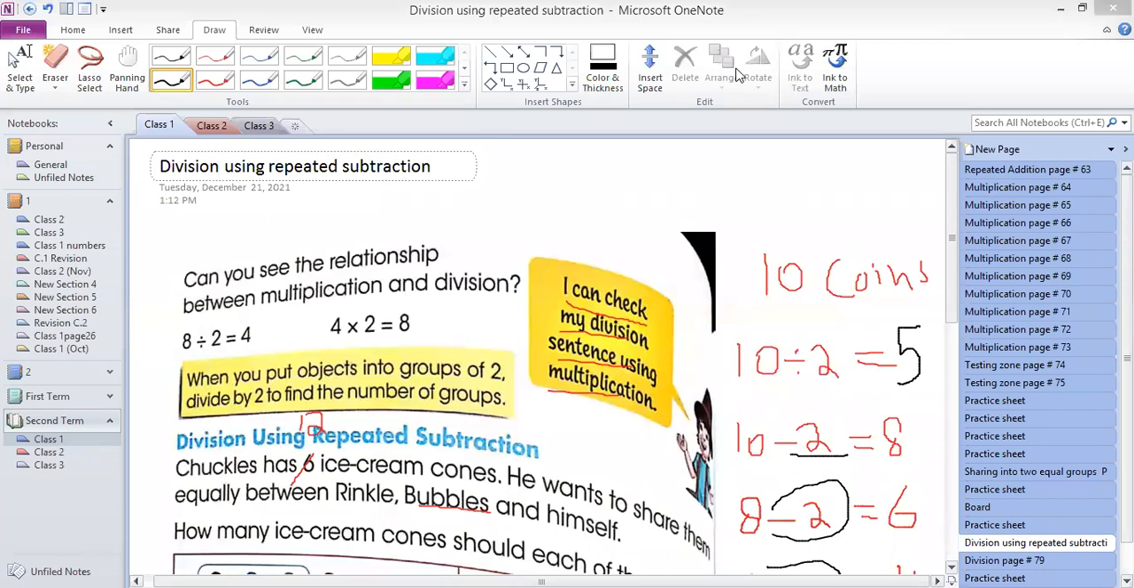You can even check your answer with the help of multiplication. How will you check with the help of multiplication? This is 10 divided by 2, right? So 10 divided by 2, you will check the table of 2. 2 multiplied by what will give you 10. 2 ones are 2, 2 twos are 4, 2 threes are 6, 2 fours are 8, and 2 fives are 10. That's why 10 divided by 2 is equal to 5. So the answer is 5. Each will get 5 points.